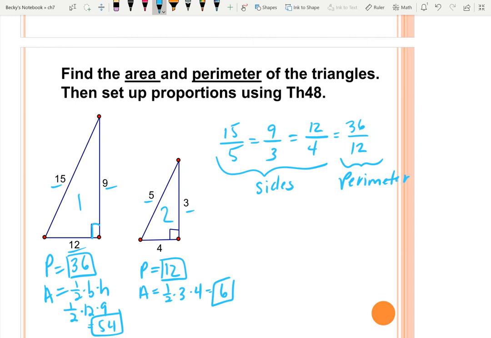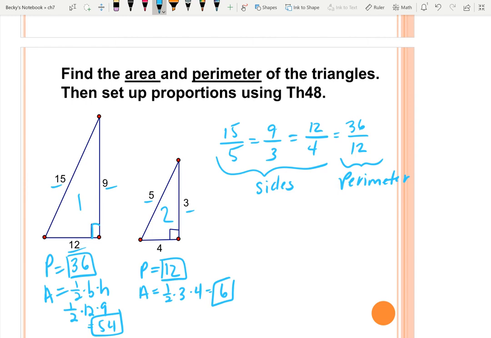Now, let's check the scale factor. If I were to reduce all of these, do you get the same thing? Well, 5 goes into 15 3 times, 3 goes into 9 3 times, 4 goes into 12 3 times, and 12 goes into 36 3 times. So they all have the same scale factor.